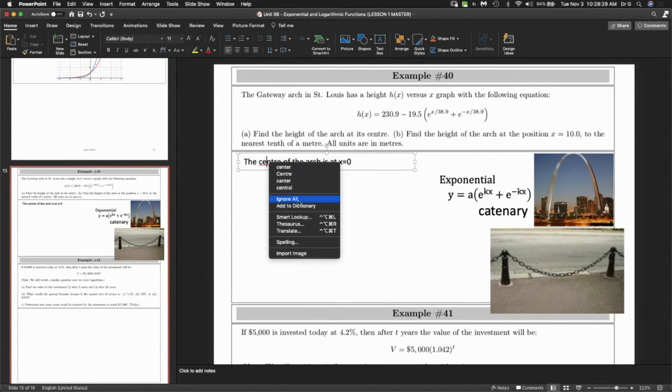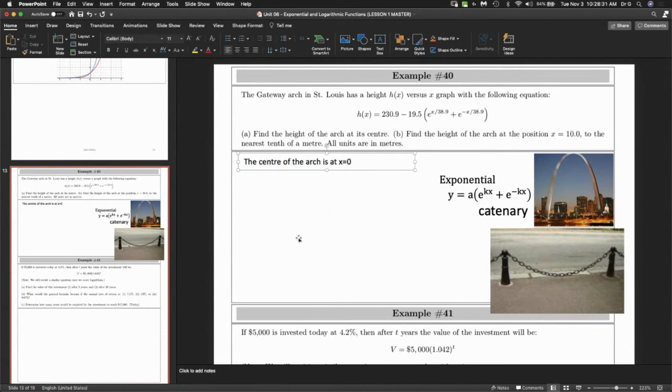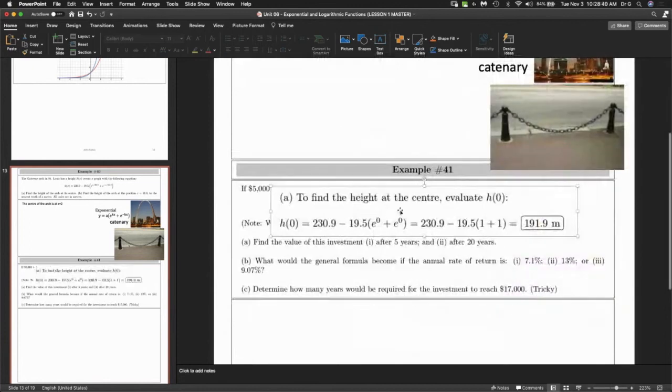I can't even teach it the Canadian spelling because it doesn't allow me to add it. If I try to add to the dictionary, it complains. You gotta love that. So anyway, there's the answer to the first part.